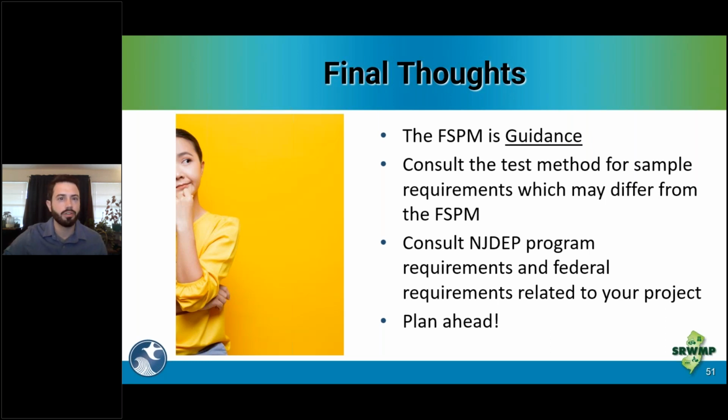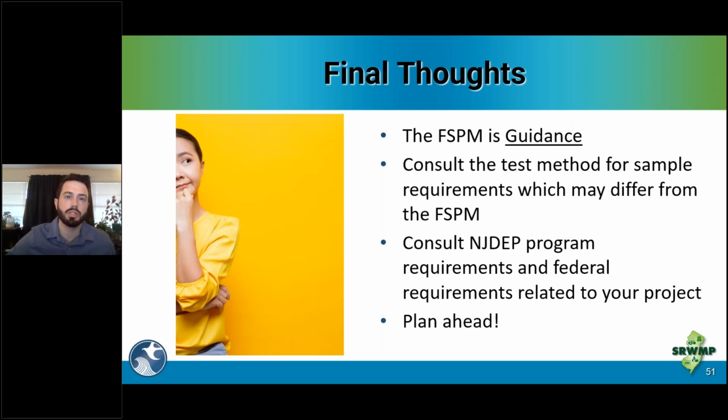And remember that certification is analyte, method, and matrix specific, and all regulatory data reported to the state must be from a laboratory which holds certification for the analytical method used. Be sure to consult the methodology for the testing being conducted for method-specific requirements that may differ from the guidance in the field sampling manual.